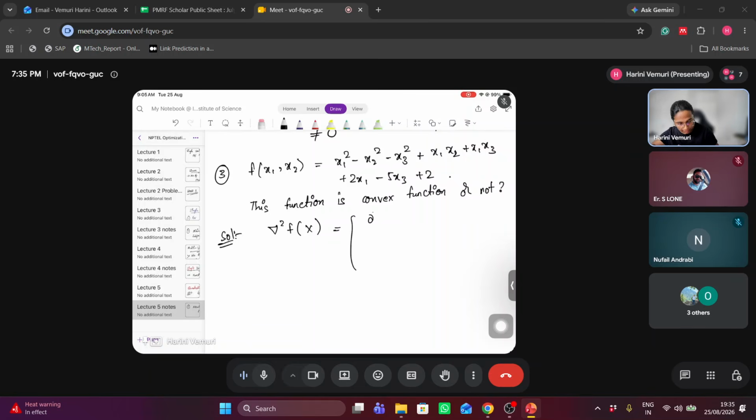So basically, you have to do double differentiation of the function. That will be dou square f by dou x1 square. Okay, one second. I think I have given the wrong problem. One second.